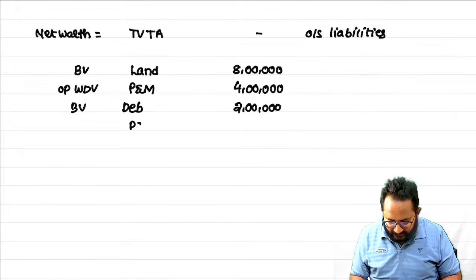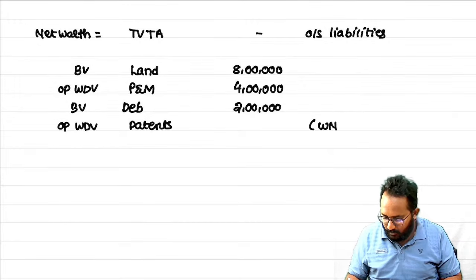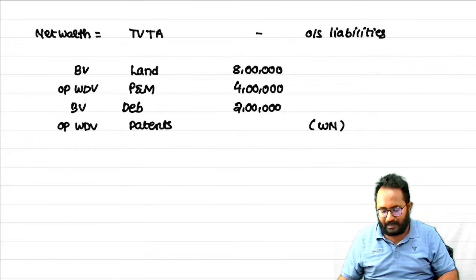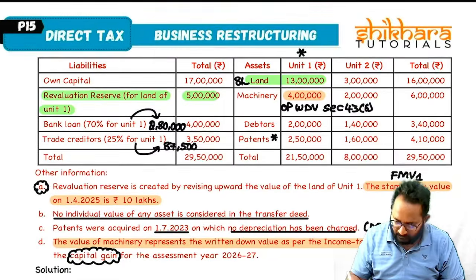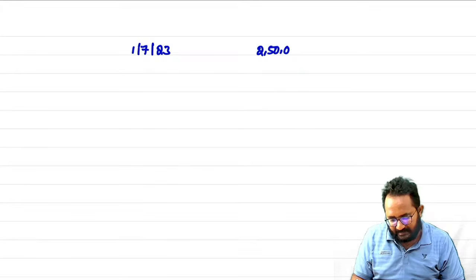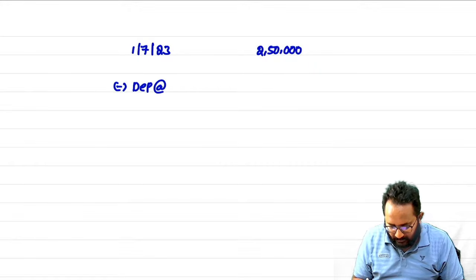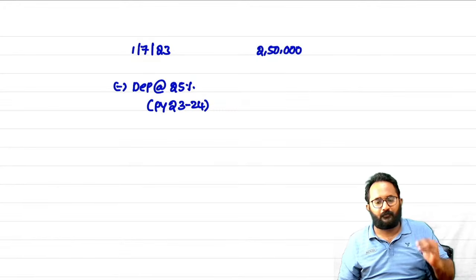Next is patents. For patents we have to take the opening WDV. This we have to compute using the working note, because the patents value given is incorrect. Remember, patents were purchased on 1/7/2023 for 2,50,000. Patents are intangible, and the depreciation rate is 25%. For the previous year 2023-24 we give the full rate, because it was put to use for more than 180 days.